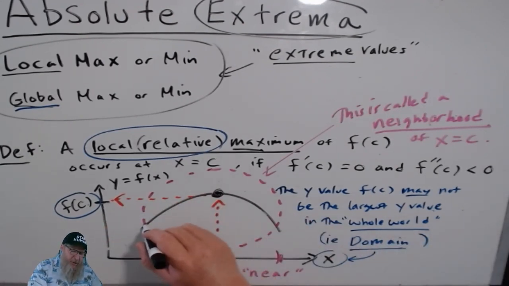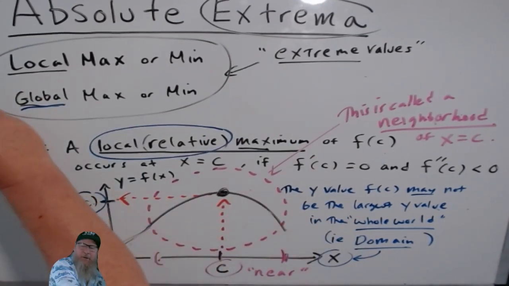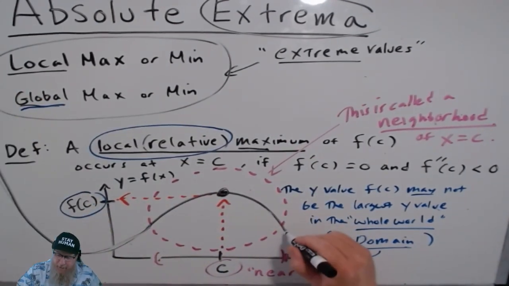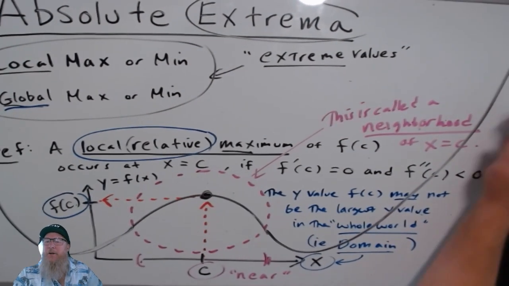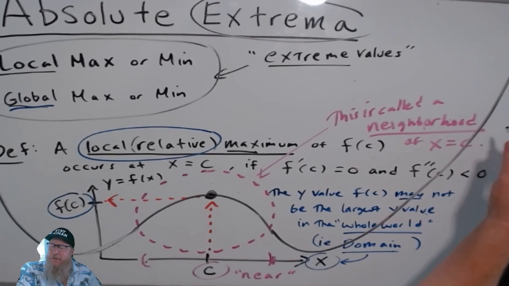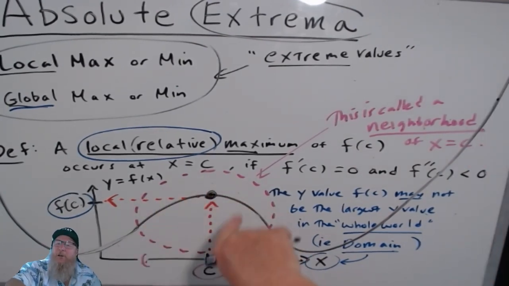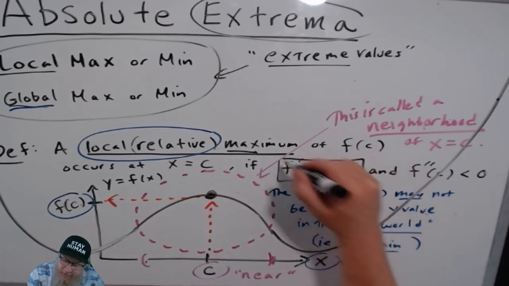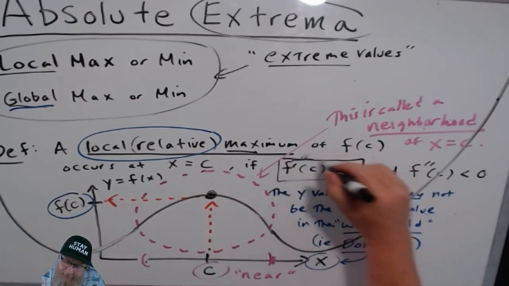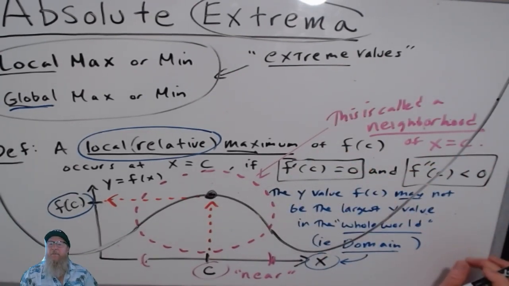You know, the function could go way up here and be higher when it gets outside the neighborhood. Or maybe over here. So there could be larger y values outside of this neighborhood. So what we say is, well, locally, as long as the first derivative is equal to 0 and the second derivative is less than 0, then we say it's a local maximum or a relative maximum.